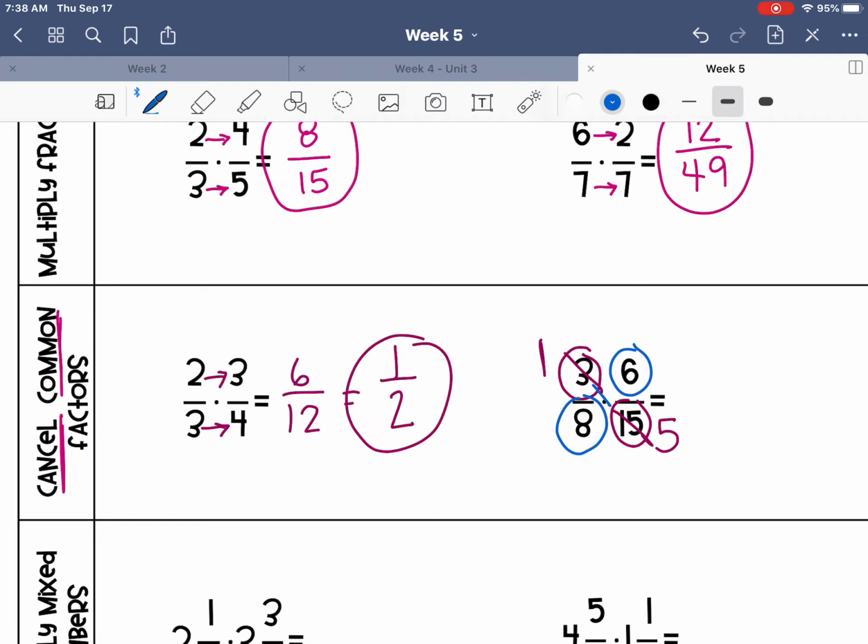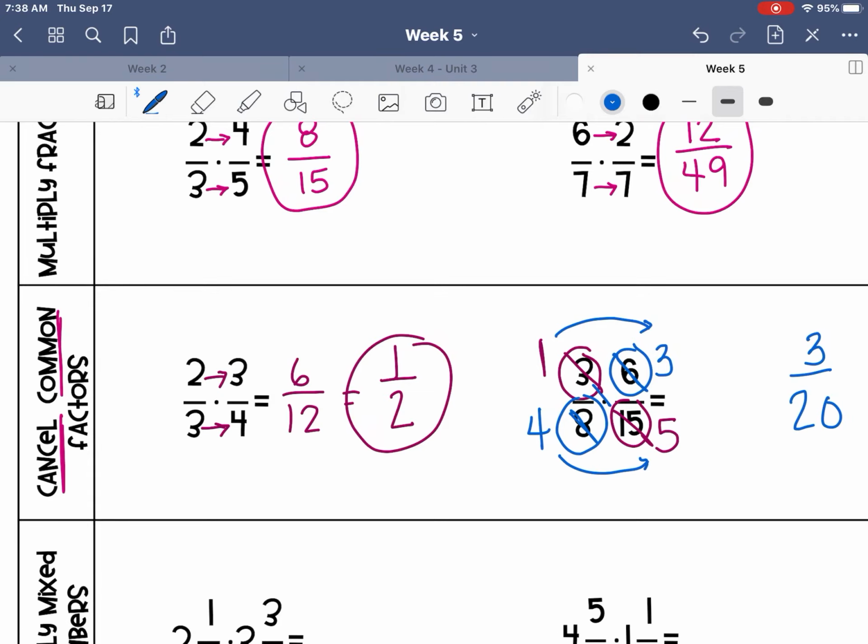They have a greatest common factor of 2. So I'm going to divide both of these numbers by 2. 6 divided by 2 is 3. 8 divided by 2 is 4. And now I've got my simplified form before I multiply. So 1 times 3 is 3, and 4 times 5 is 20.